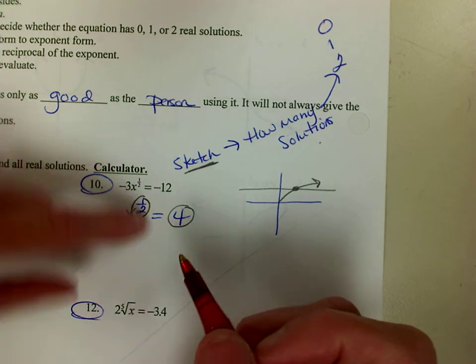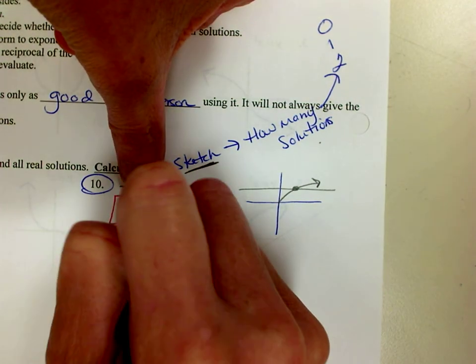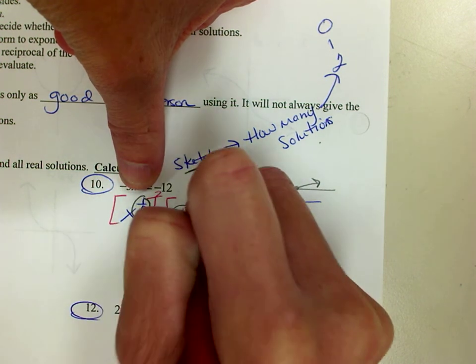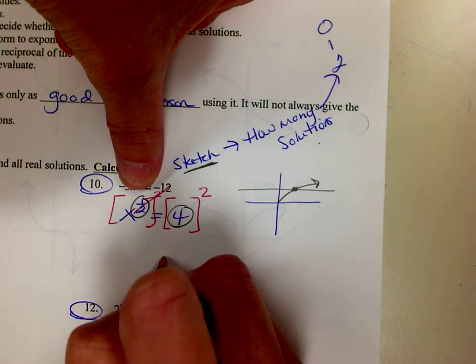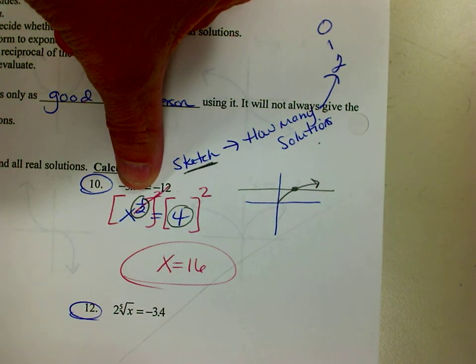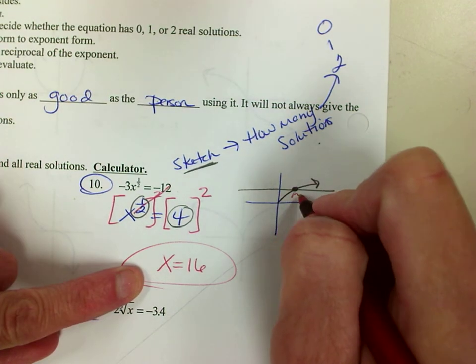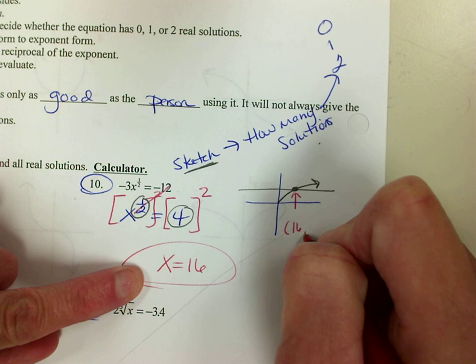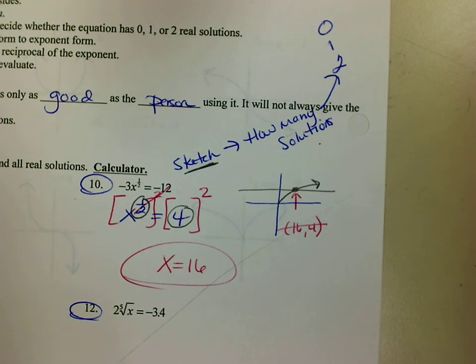To get our answer, I'm going to take the reciprocal. So since that's 1/2, I'm going to square it to both sides. That cancels out, and 4 squared is 16. So x is 16. It's like I'm saying this ordered pair is 16, 4. Now I don't need to write that, but that's what that means.